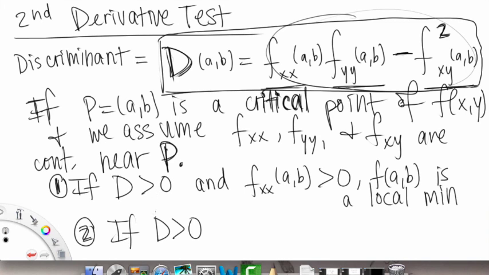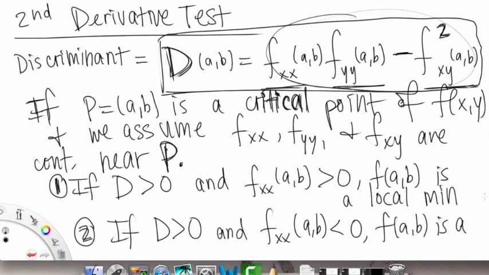If your discriminant turns out to be positive again, but this time our f sub xx at that point (a, b) turns out to be a negative value, then we have that f of (a, b) is, conversely, a local maximum. Okay? And I have 2 more possibilities for the second derivative test, which I'll continue on the next slide.